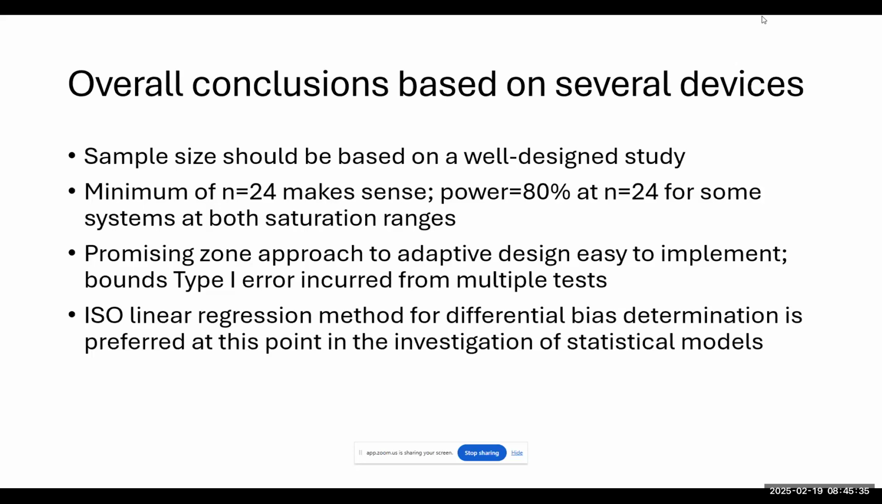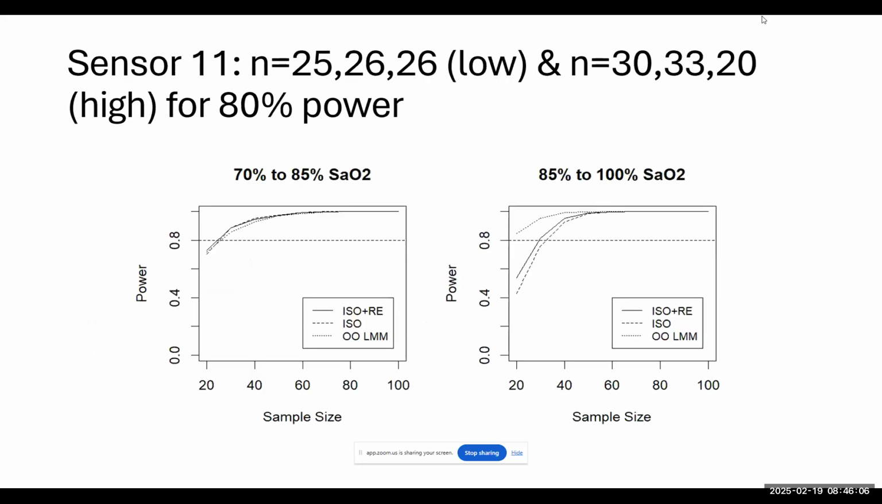The ISO linear regression method for differential bias is preferred at this point, in the investigation of statistical models. And that was going through looking at all the approaches, the pros and cons. Tim went into some of that, and understanding that balance of complexity of statistics and benefit between the models. So I'll let Tim now quickly get into a couple of the slides here. Again, this is from the open oximetry data provided to us.